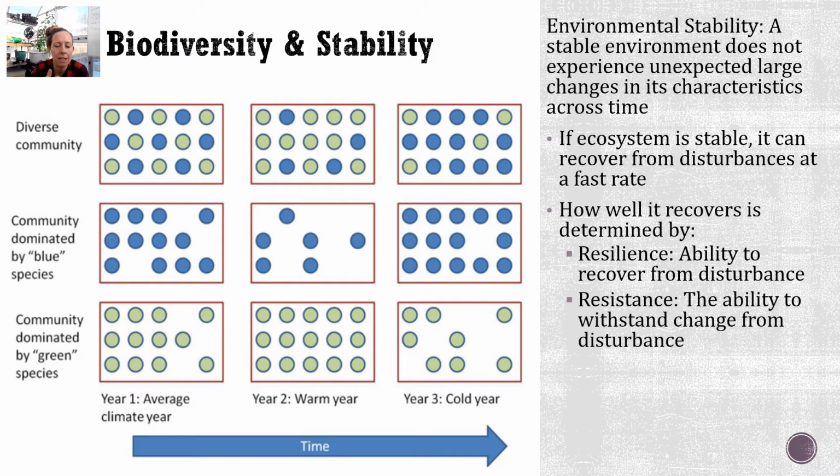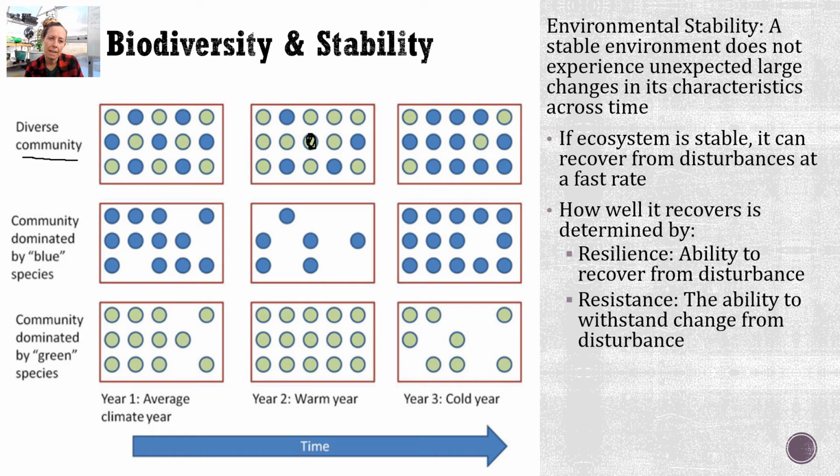All right, so if we look at this picture, let's talk about this picture. My first community is a diverse community. I have blue and green dots. In the warm years, the green dots do better, right? I have more of these green dots, and less of the blue ones. But there are still a few blue ones. There's just not a lot, right? And then in the cold years, my blue ones do better, but I still have a few green ones. My population overall is still large, right? I still have a lot of individuals in the population. My population is still quite stable. It still has kind of the same characteristics.